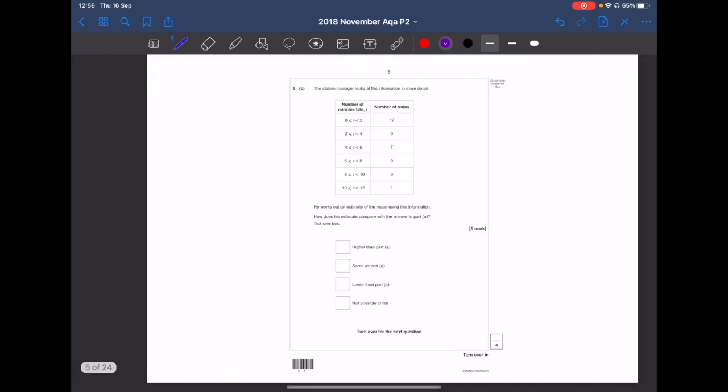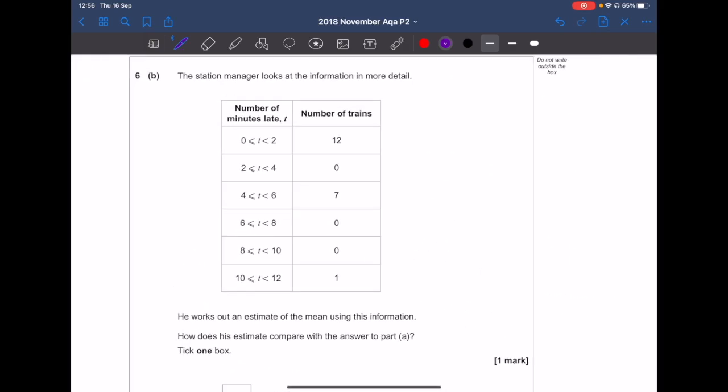So that's part A of the question. Part B, the station manager looks at the information in more detail. He wants to work out an estimate of the mean using this information. How does this estimate compare with the answer to part A?